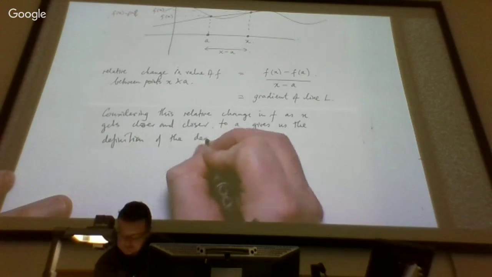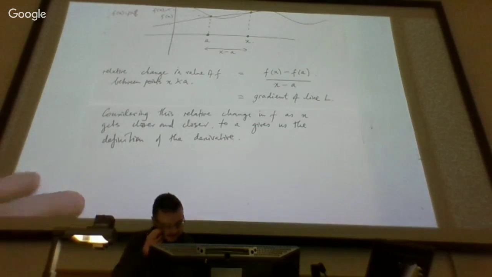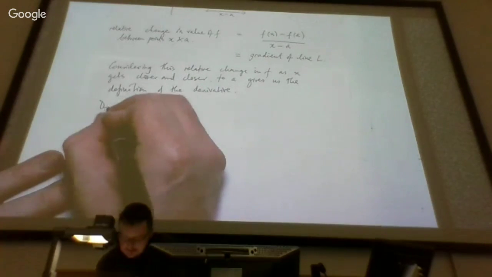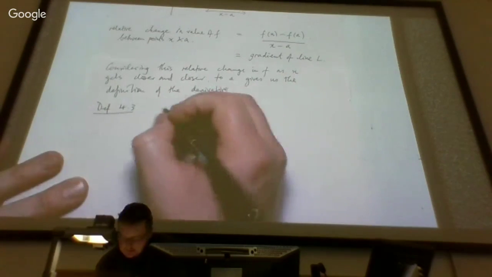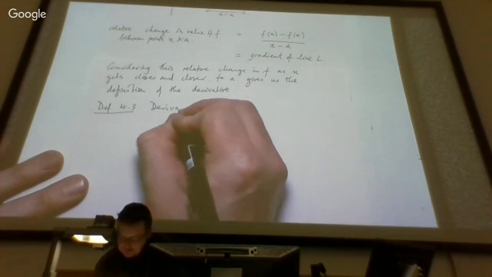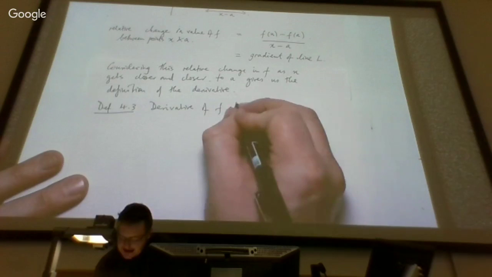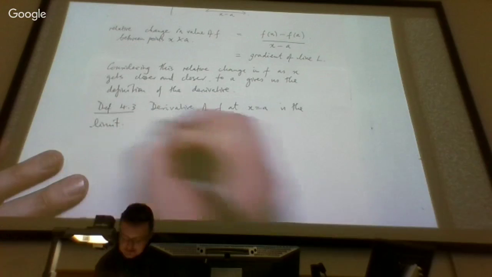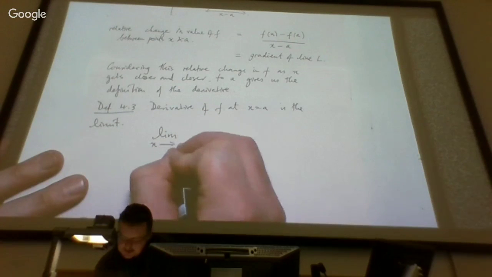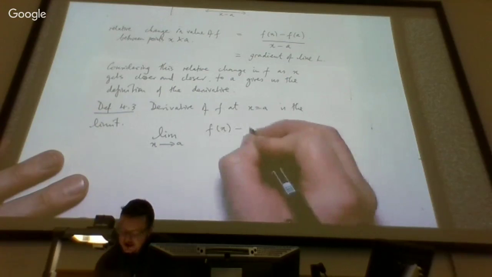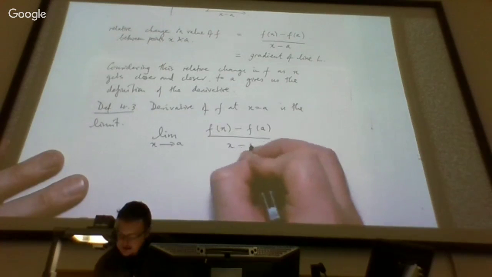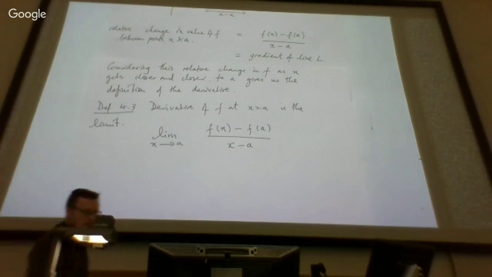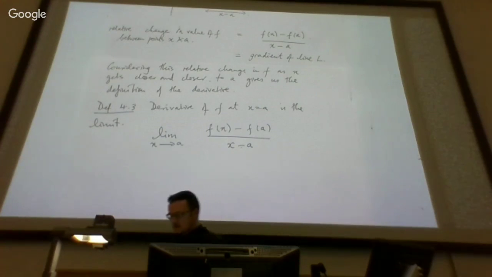So this is the definition in 4.3. The derivative of f at x equals a is this limit here, which is the limit as x approaches a of this relative change in value of the function. So this is what we call the derivative.